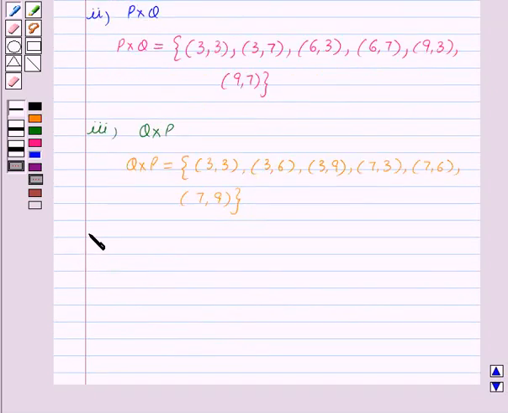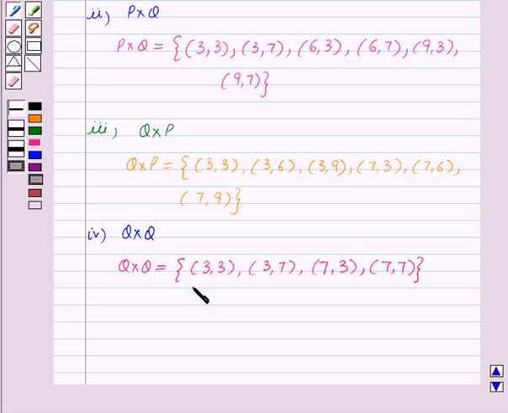In the fourth part, we have to find Q cross Q. Now Q cross Q is the set containing the ordered pairs whose first components are elements of the set Q and second components are elements of the set Q. So Q cross Q is equal to the set containing the ordered pair 3, 3, ordered pair 3, 7, ordered pair 7, 3, and ordered pair 7, 7.